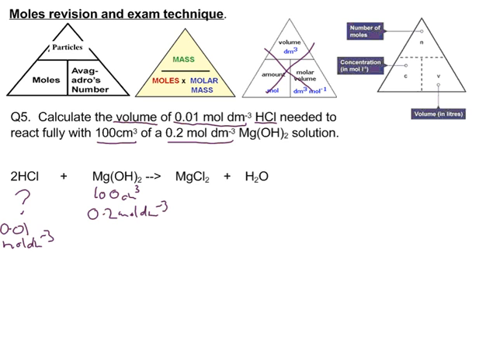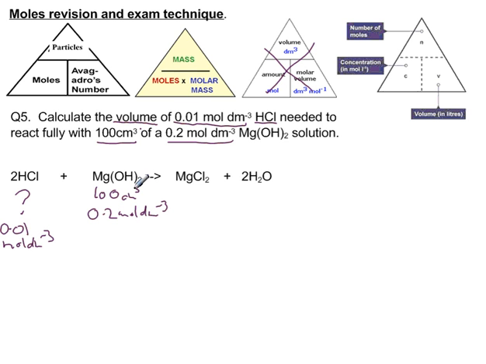Okay, so where do we start? Well, in the moles calculation, we always start with the chemical that we have most of the information for, and that's the magnesium hydroxide. So we can forget about the hydrochloric acid for now. The magnesium hydroxide has a volume of 100 centimeters cubed and a concentration of 0.2 moles per liter.